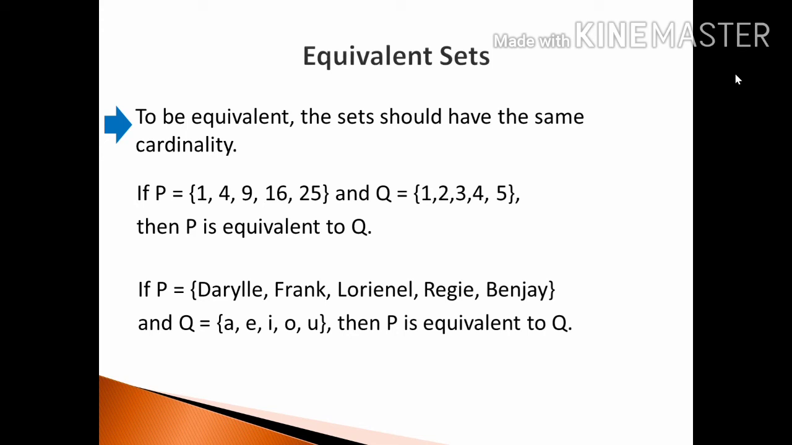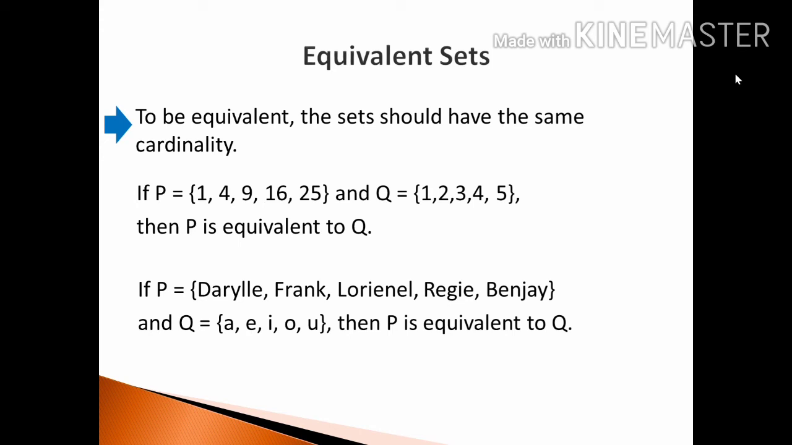The second one is if P has the names Darrell, Frank, Lorinel, Reggie, Benjay, some of my close friends, and set Q has the elements A, E, O, U, the vowels from the English alphabet. If we count them individually, we have the same 5 as cardinality. So that makes them equivalent sets.